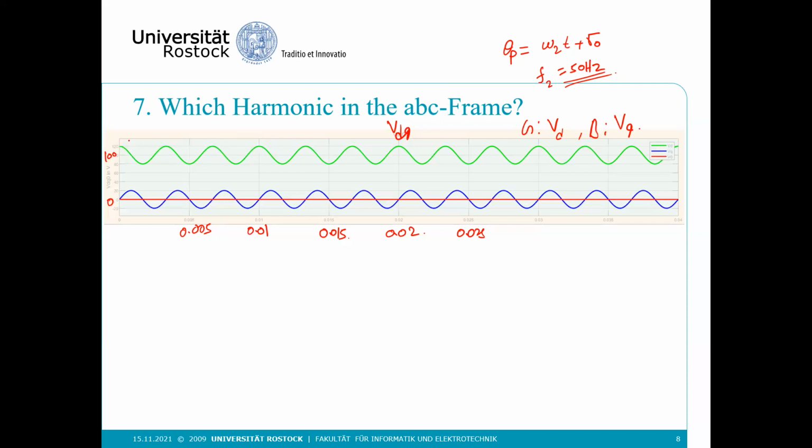Yeah. So negative sequence, fifth harmonic. Okay. Anything else? And positive sequence, which frequency? Seventh frequency, seventh harmonic. Okay.